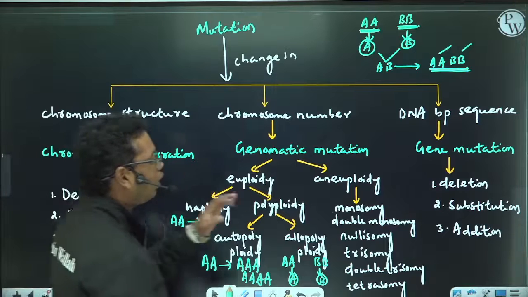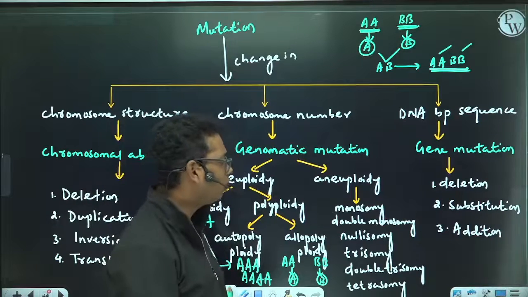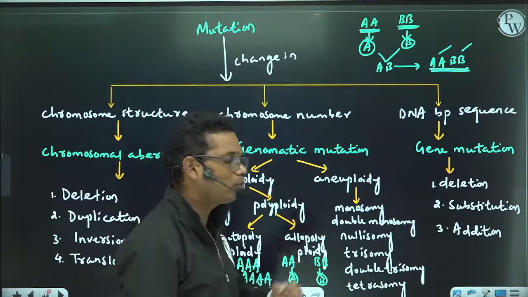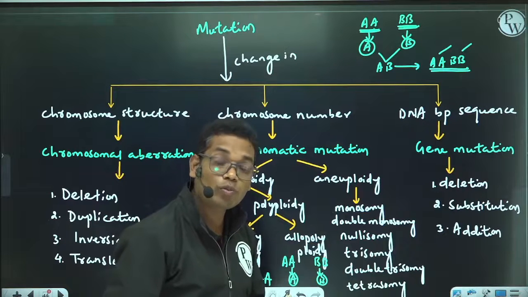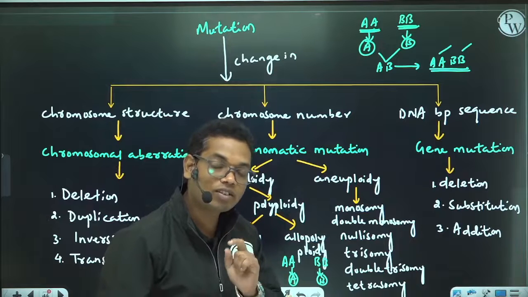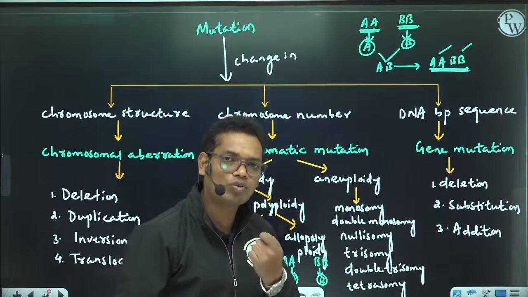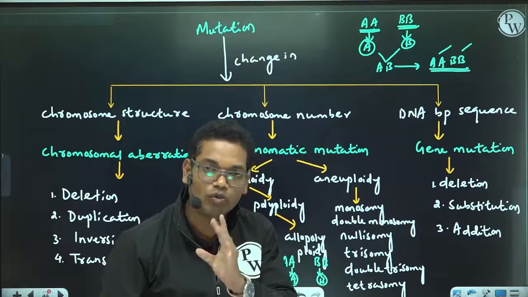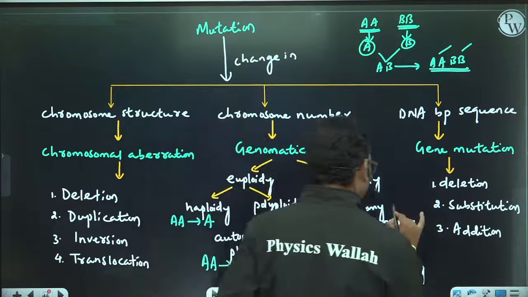And what about aneuploidy? In case of aneuploidy, I can take some examples like monosomy. In monosomy, every chromosome is present twice except one. Except one chromosome, every chromosome will be present twice, and one chromosome will be present only once, and that is written as 2n-1.